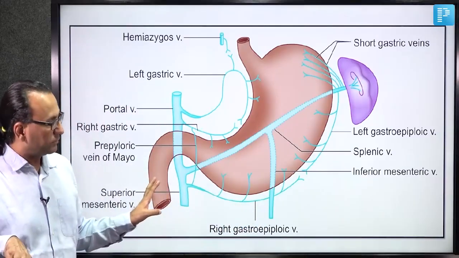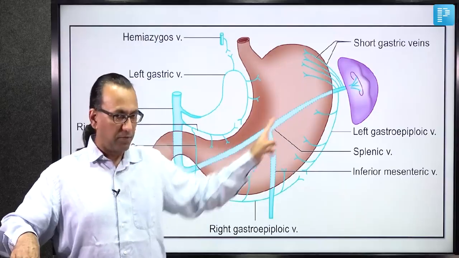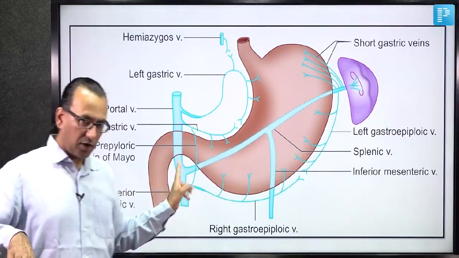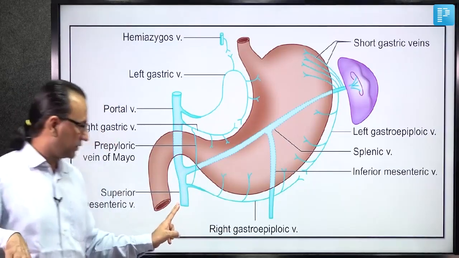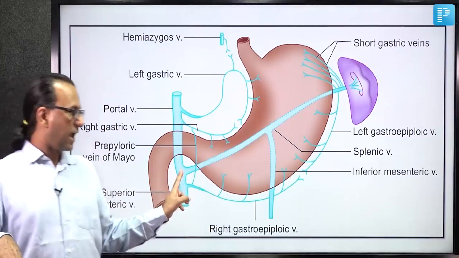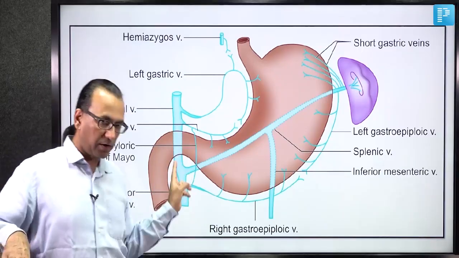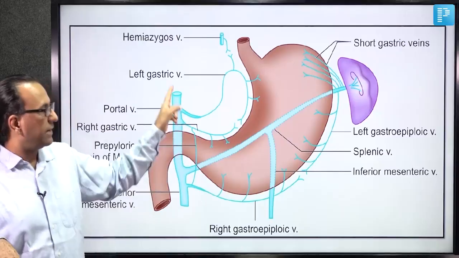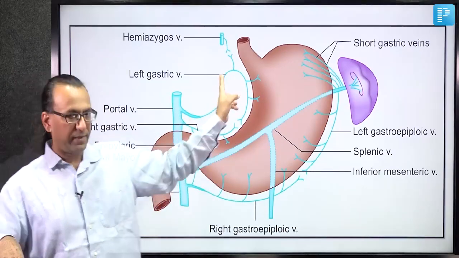You will notice the hindgut drains into the inferior mesenteric vein, which joins the splenic vein, and then they come behind the neck of the pancreas, receiving the vein of the midgut, which is the superior mesenteric vein. Together they form the portal vein, which passes behind the first part of the duodenum and enters the porta hepatis of the liver. The portal vein directly receives the right gastric vein and the left gastric vein.